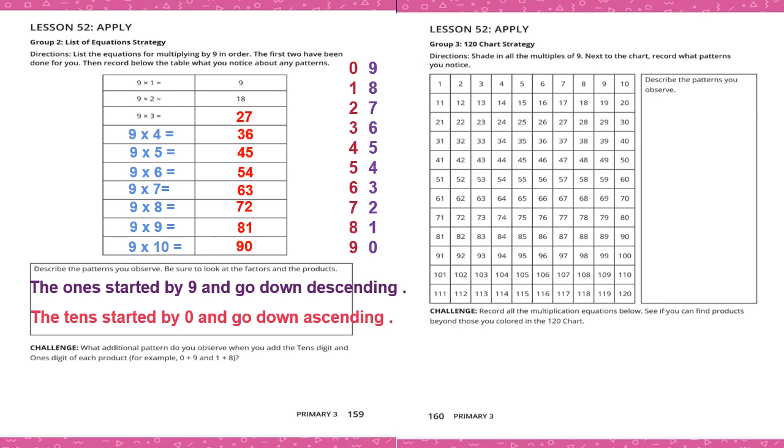9 times 1, 9. 9 times 2, 18. 9 times 3, 27. 9 times 4, 36, and so on. Okay, this is another way and so easy. Our challenge. What additional pattern do you observe when you add the tens digit and the ones digit of each product? For example, here, when we make 0 plus 9 equals 9.